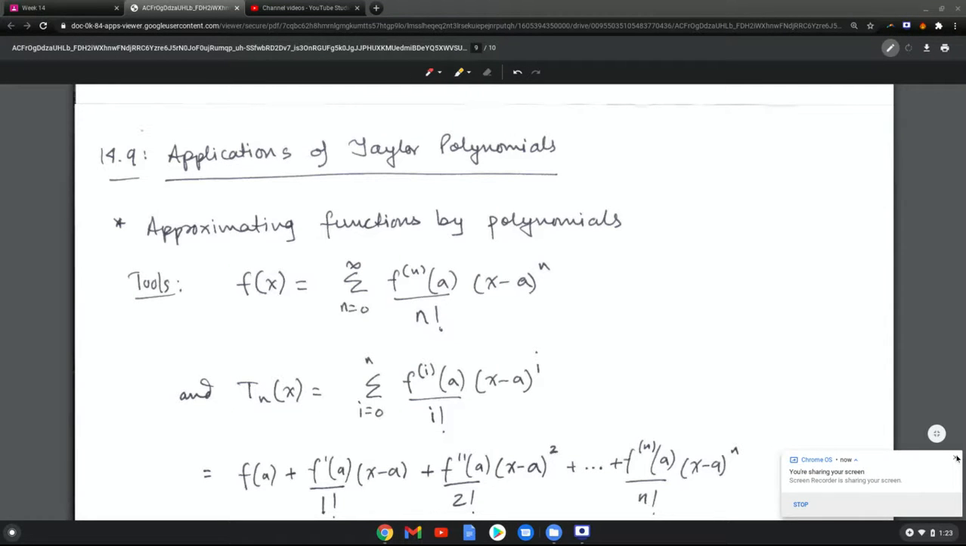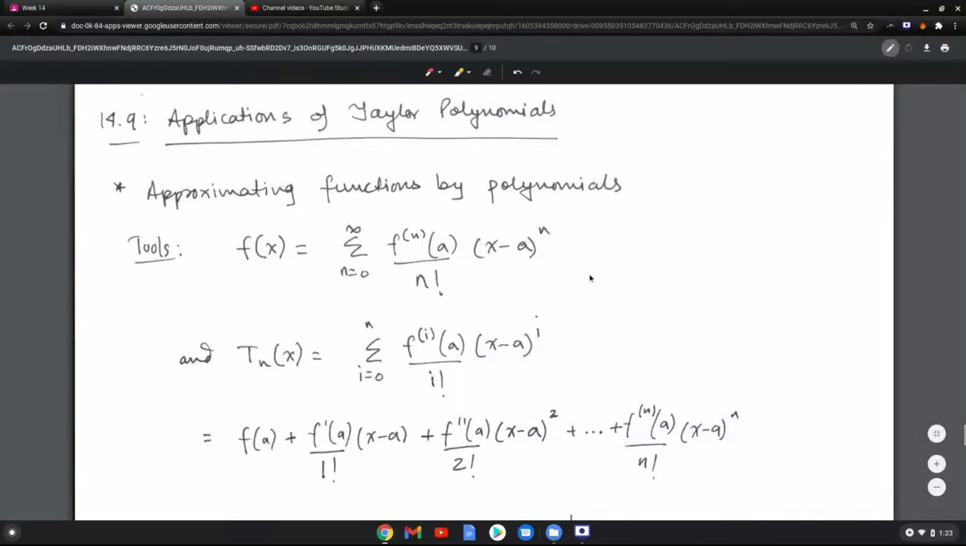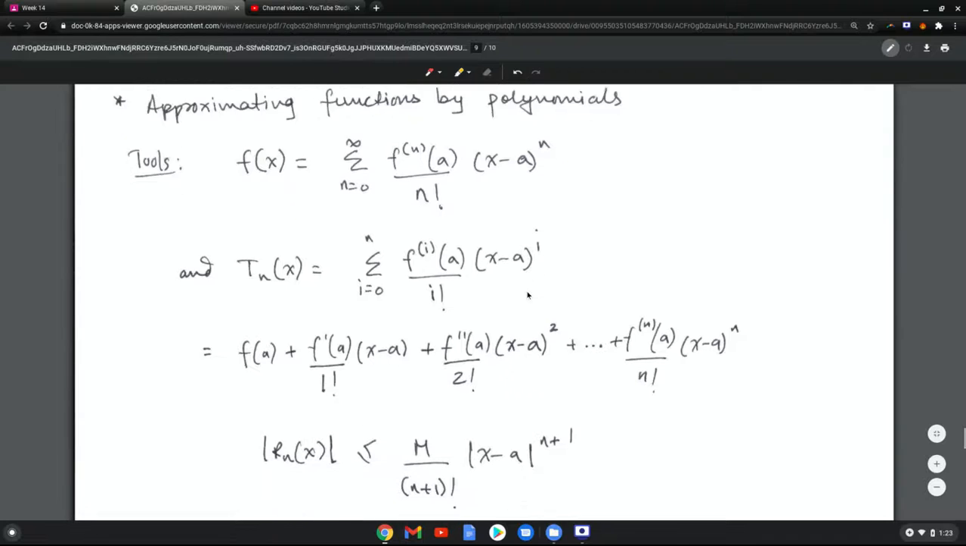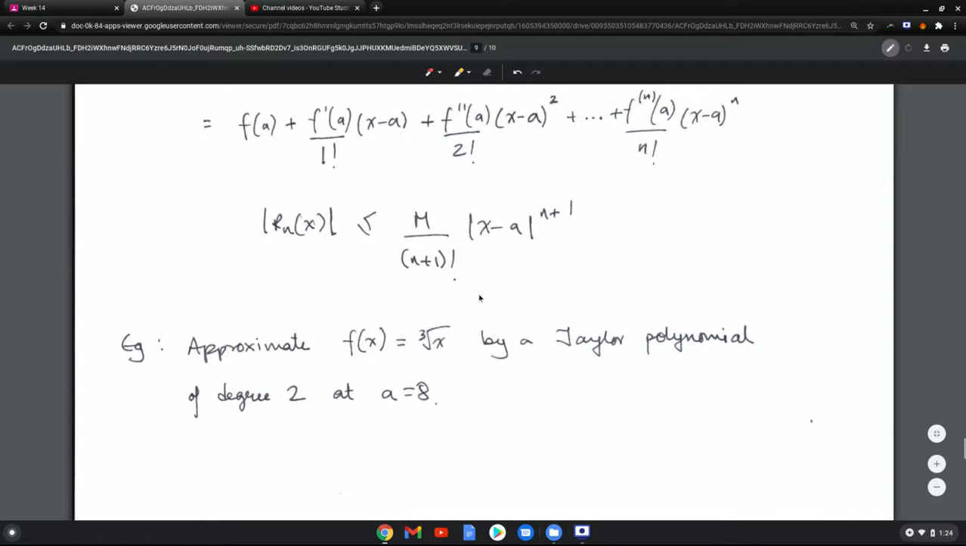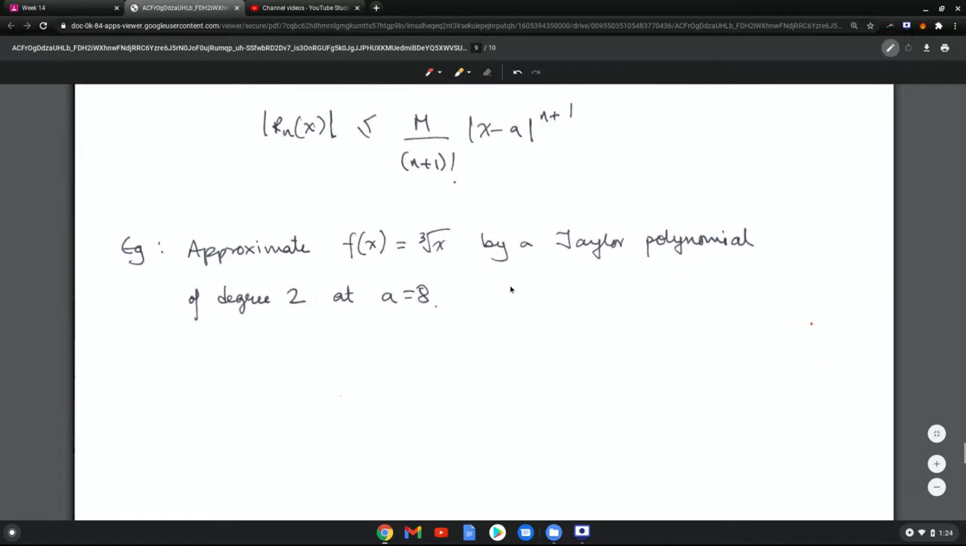In a previous video, we talked about the Taylor polynomial, which is given any Taylor series. If you take the finite or the partial sum of the series, then you get a polynomial, which is called the Taylor polynomial. And we had a relationship that the remainder is always bounded by this particular approximation.